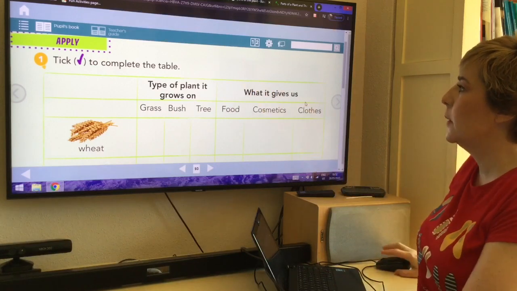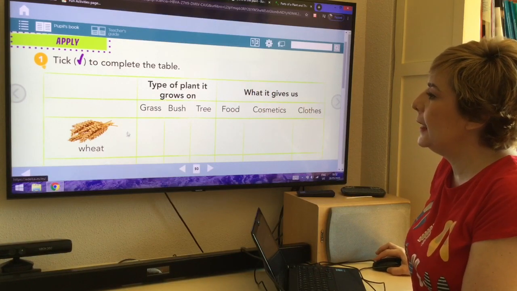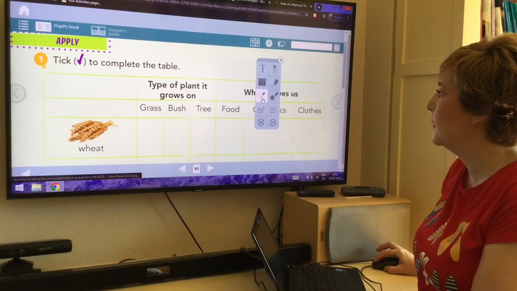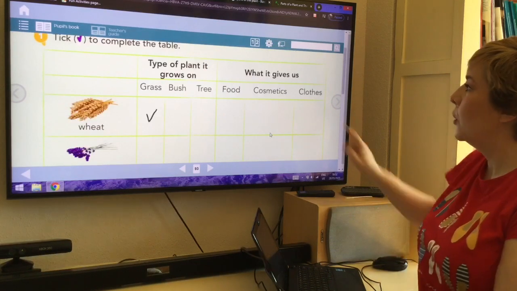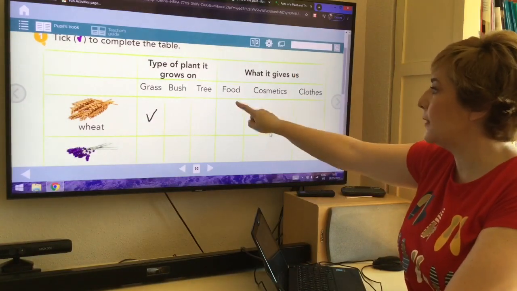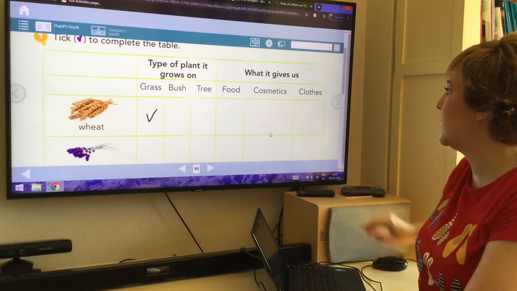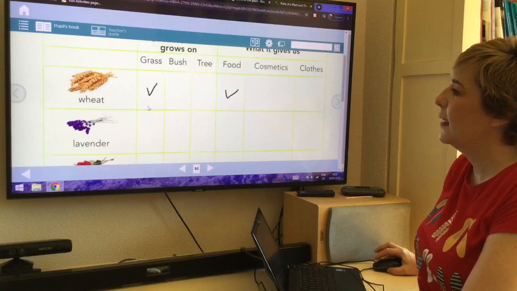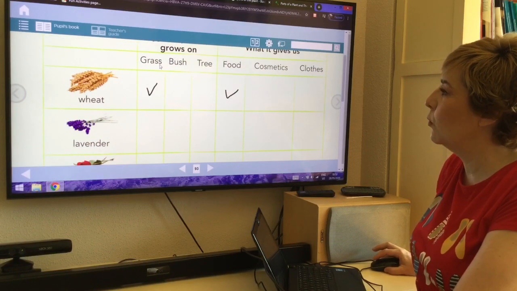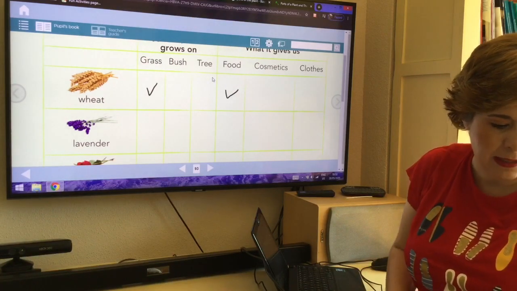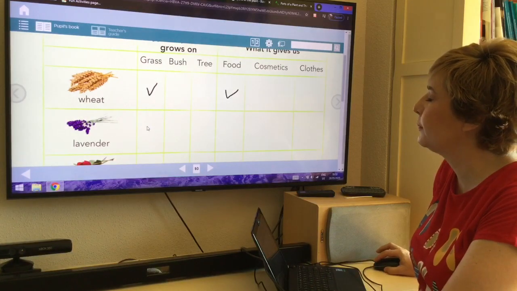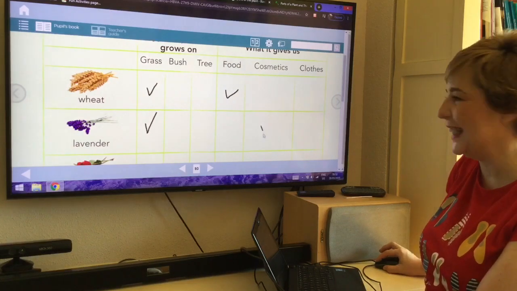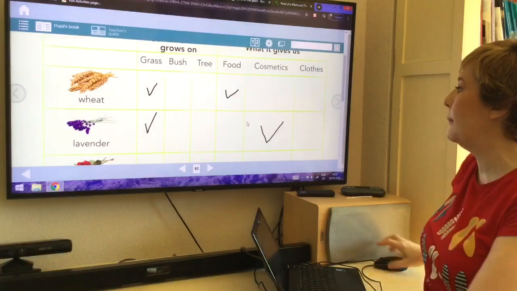Only the correct boxes. What type of plant is wheat? Is it a grass, a bush, or a tree? Well, I tell you, it's a grass. What does it give us? It gives us, remember yesterday we saw pasta? Pasta, that is food. Let's go with the second one. Lavender. What is it? A grass, a bush, or a tree? Lavender is another grass. And it gives us cosmetics, soap and perfume and many things.